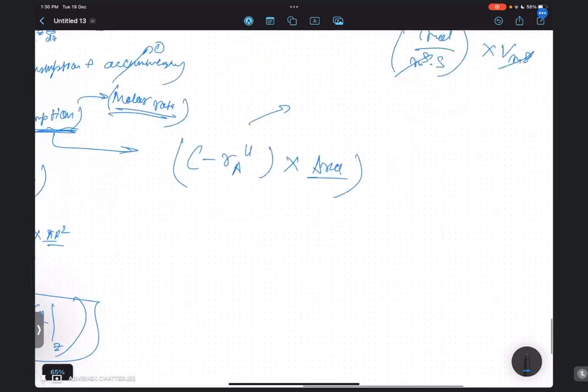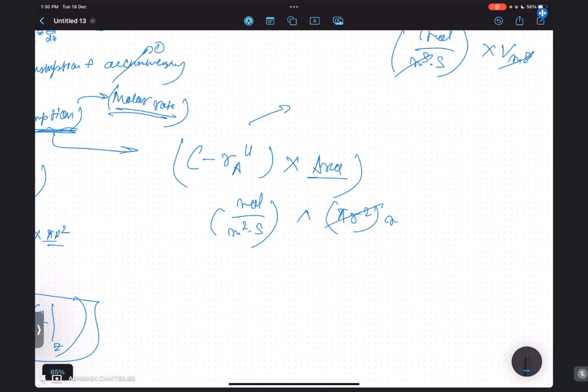In this case, however, the rate unit is mole per meter square second. So we have to multiply it with our area, that is our pi r square. So this, sorry, meter square. So this meter square will cancel out and we will get mole per second.